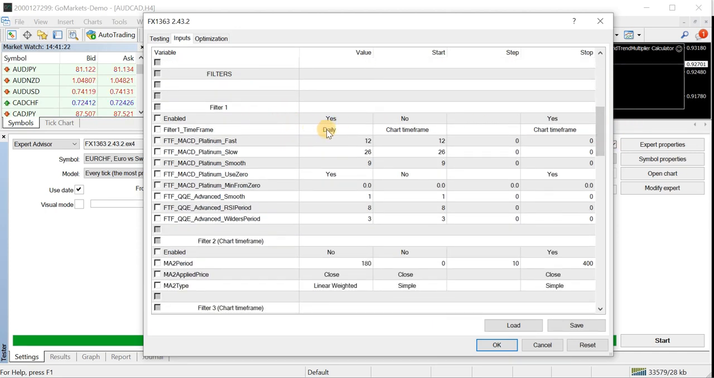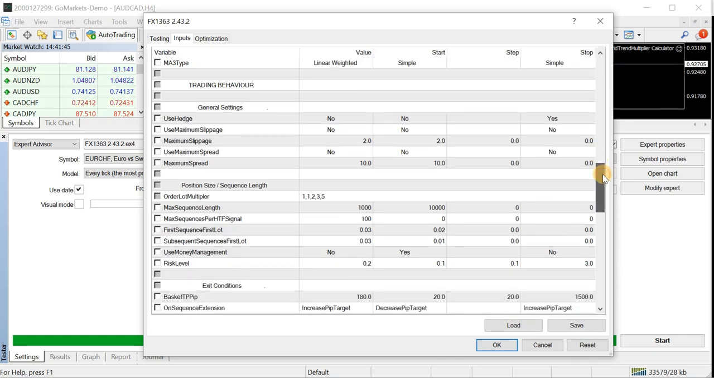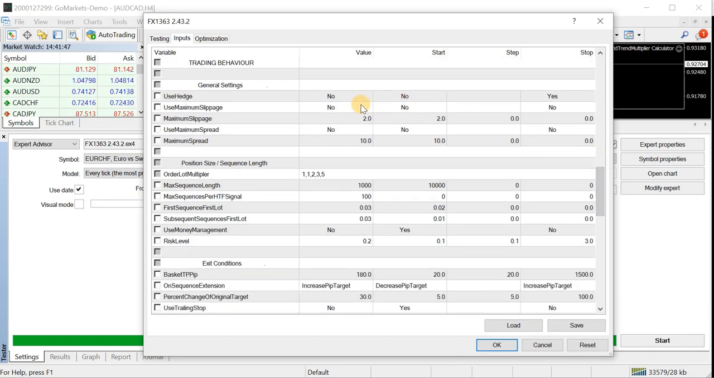For the filter, I'm using a daily time frame, so the 1 hour chart has to be in sync with the daily. Again, the same settings. MACD Platinum uses 0, which means only take buys when it's below the 0 level and sells when it's above the 0 level. So here we go. No other filters. That's just to do with MAs, etc. Use hedge? No. I didn't worry about slippage or maximum spreads.